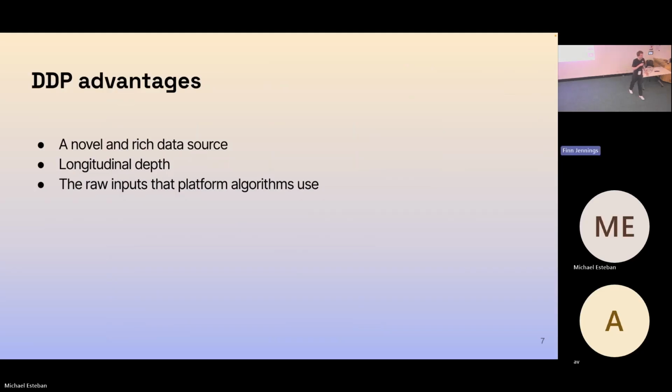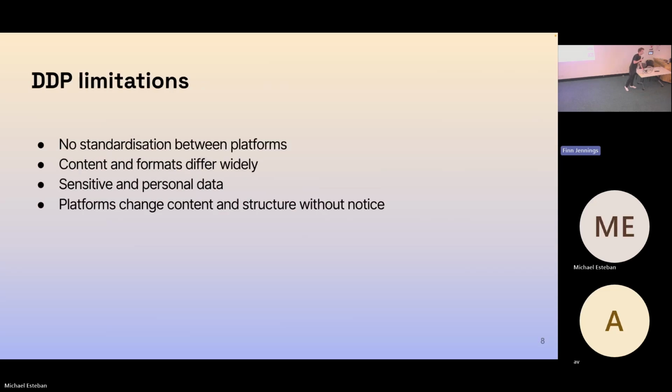So just some quick advantages about DDPs. They are a very novel and rich data source. They have this longitudinal depth, which other data sources perhaps may not. And they're essentially the raw inputs that the platforms use when they're running their algorithms.